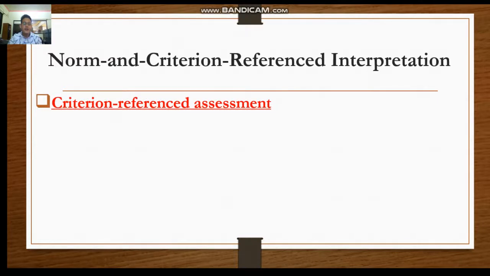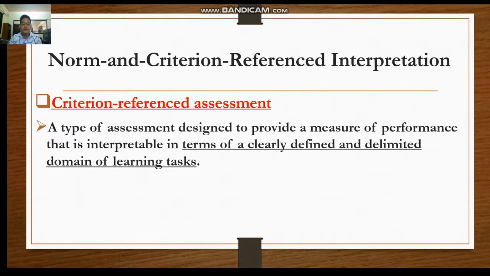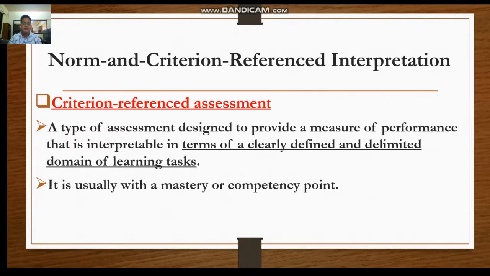Now the next one we have is the Criterion Reference Assessment. So what is the Criterion Reference Assessment? It is a type of assessment designed to provide a measure of performance that is interpretable in terms of a clearly defined and delimited domain of learning tasks. Okay? So Criterion Reference is usually with a mastery or competency point.